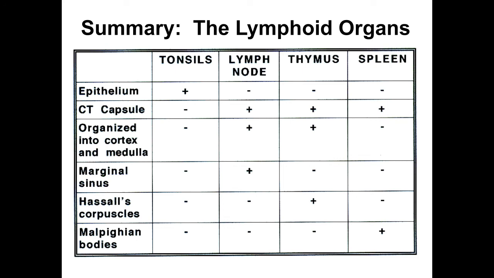So you can use the characteristics described on this table as you're studying these organs in the laboratory, and use each of these plus marks as diagnostic criteria to help you eliminate one organ or to classify an organ as one or another, and finally get down to identifying what the organ is.